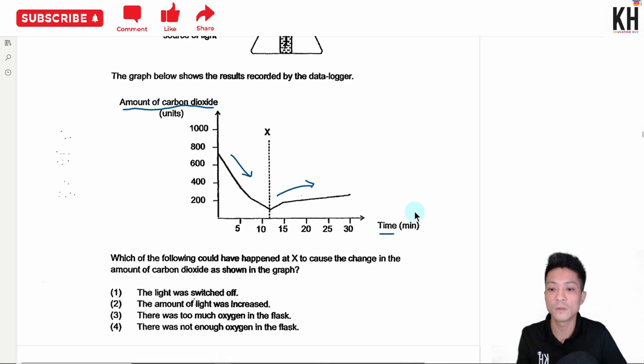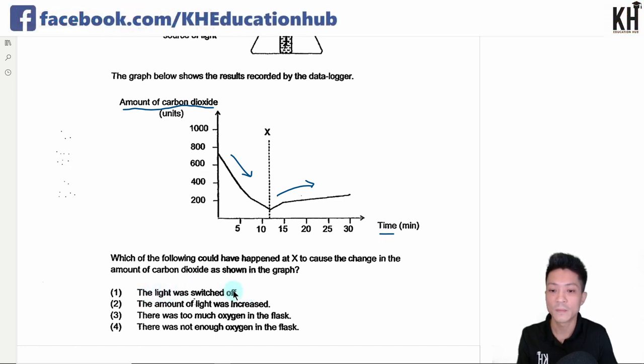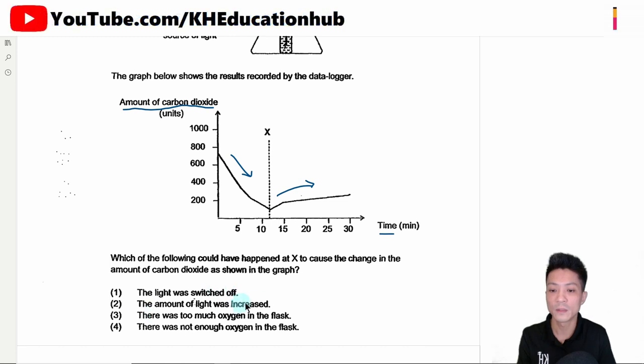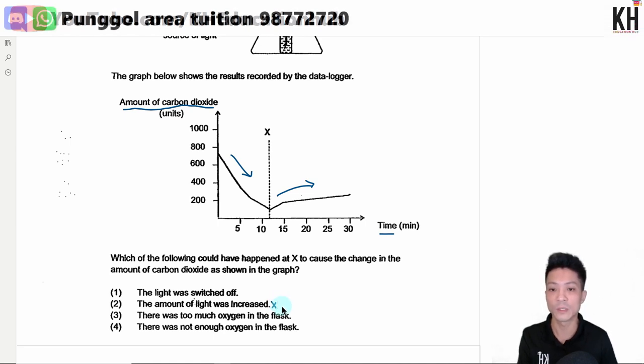Okay, so it probably suggests that, is it because the light was switched off? Maybe. If the light is switched off, then photosynthesis cannot continue and the amount of carbon dioxide will increase. The amount of light was increased? No, because if the amount of light is increased, then the rate of photosynthesis will increase and then the amount of carbon dioxide will decrease.